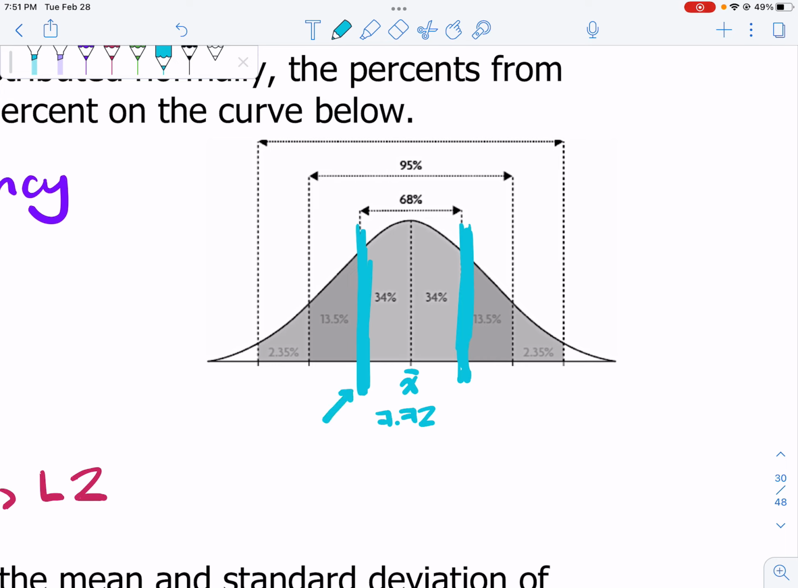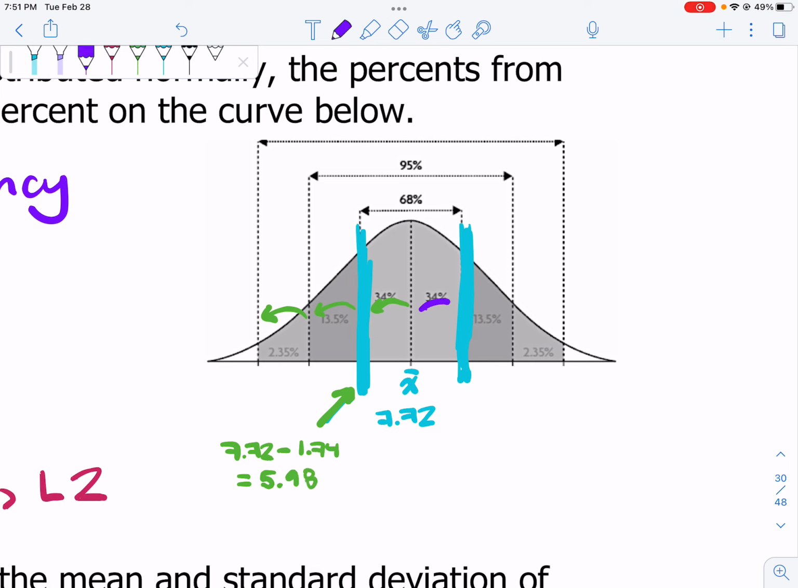This endpoint on the left, we know that every one of these lines is one standard deviation lower than the mean. So this line here can be found by taking the mean and subtracting one standard deviation, which is 1.74. And we end up with 5.98.